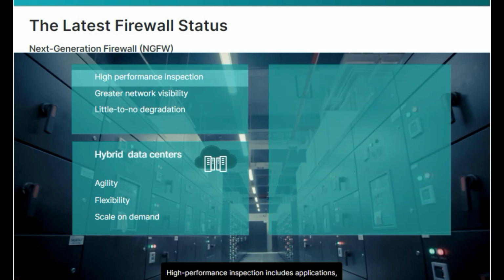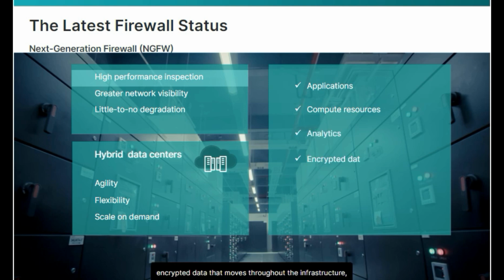High-performance inspection includes applications, compute resources, analytics, encrypted data that moves throughout the infrastructure, and data storage across multiple private and public clouds.